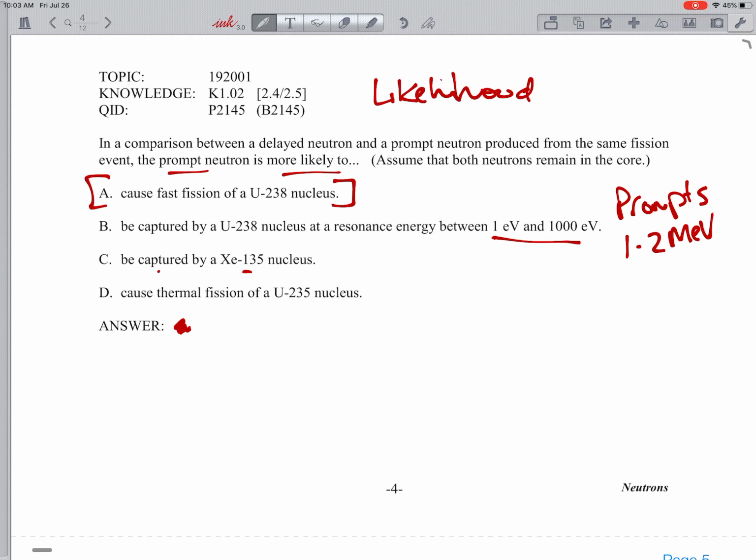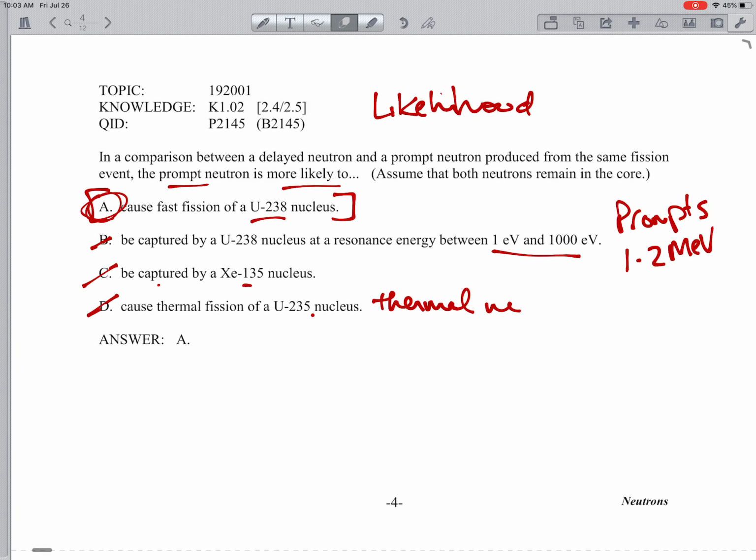Be captured by a xenon-135 nucleus. That's not true. Remember, we like U-238. I want you to remember that. Cause the thermal fission of a U-235. That's going to be a thermal neutron. So I'm going to say the answer is A. And A is the correct answer.